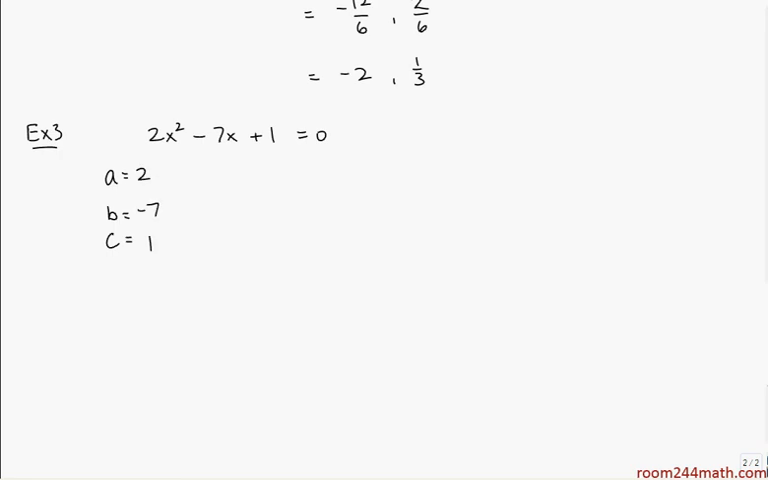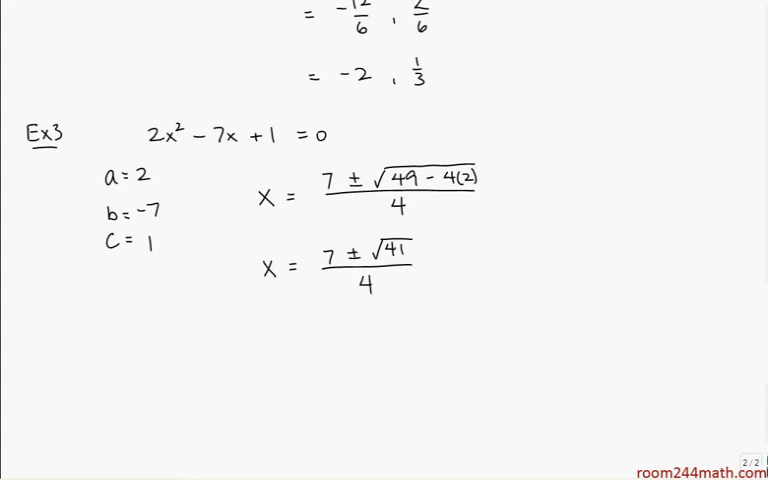So we have a, b, and c. We need to identify. A is 2, b is negative 7, and c is 1. And we can just go ahead and apply the quadratic formula. X is equal to negative b. Since b is negative, this is positive 7, plus or minus the square root of b squared, that's 49, minus 4ac, so 4 times 2 times 1, all over 2a, which is 2 times 2, or 4. And inside the radical, we get 49 minus 8, which is 41.